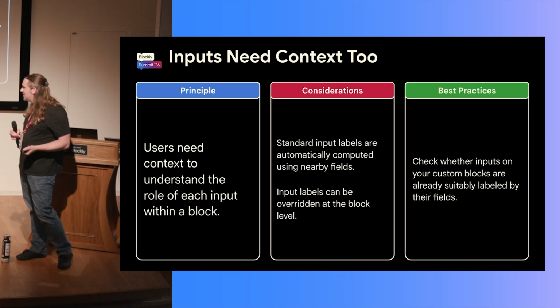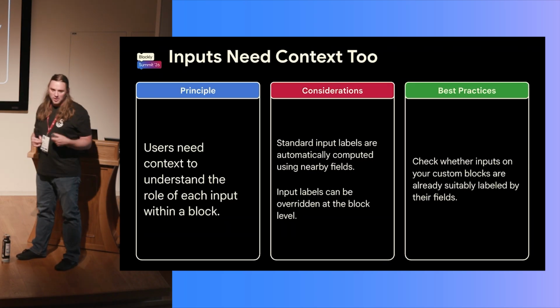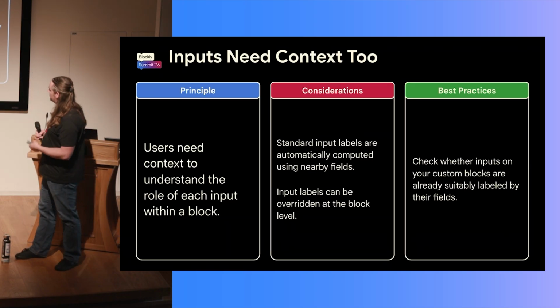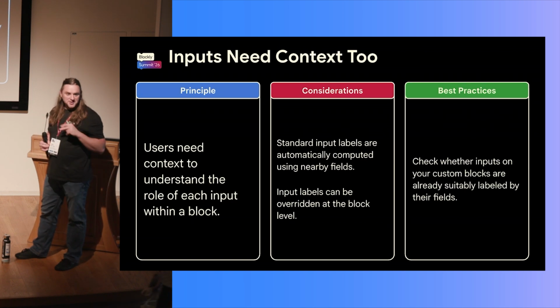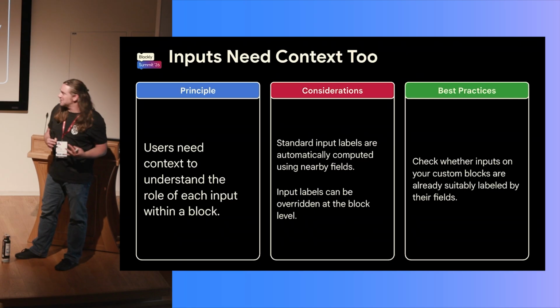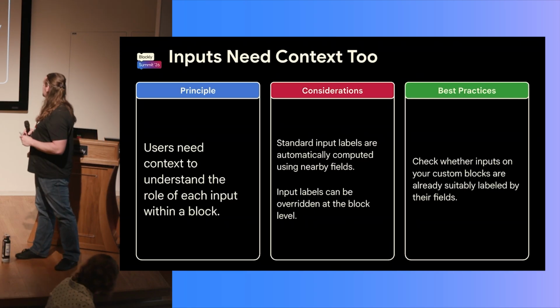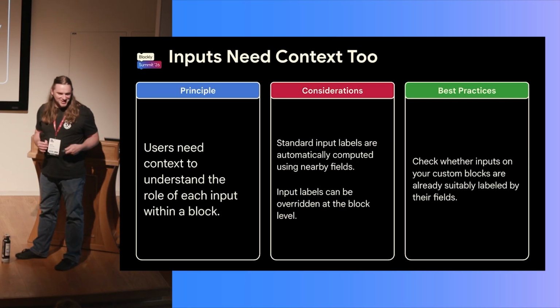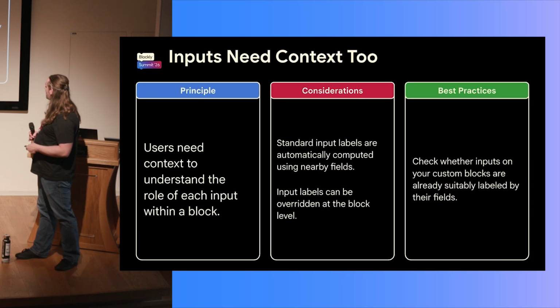And then inputs. They need context too, because that's going to be important for helping users understand the role of each input within a block. Reminder that they're computed automatically, so you might not have to do anything. It depends on how your blocks are configured, but they can be overridden at the block level. So go through your blocks and make sure that all of the inputs seem to have reasonable labels.